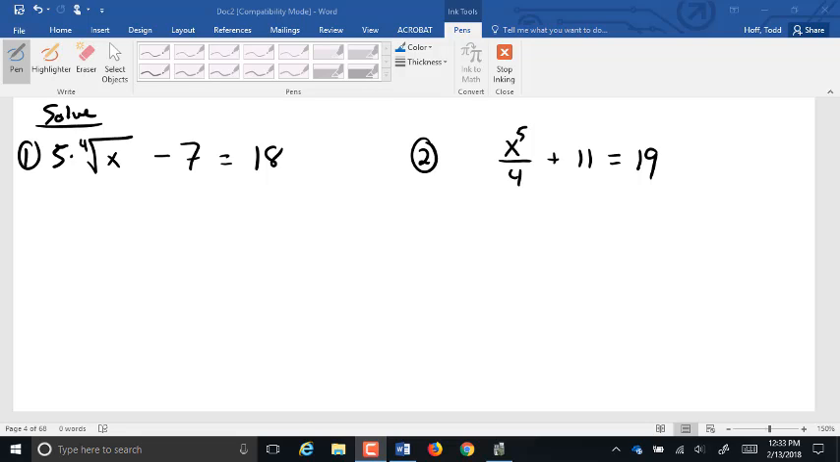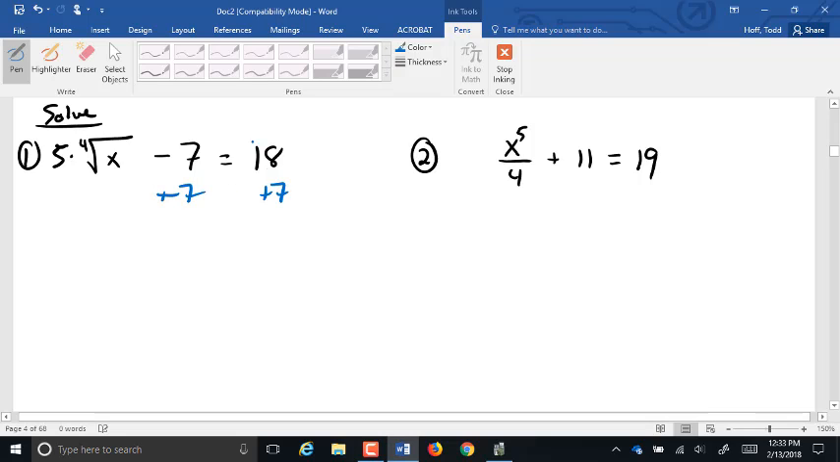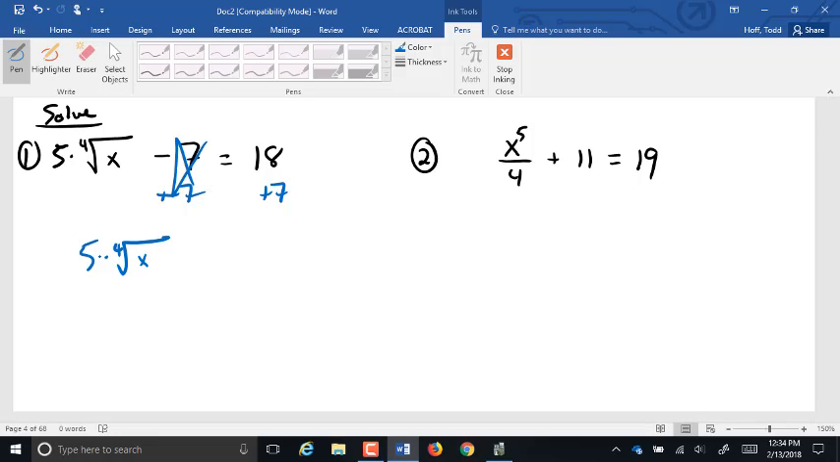So for our first one here, 5 times the fourth root of x minus 7 equals 18. Where do we start? We add 7. Very good. So the 7's gone. So we're left here with 5 times the fourth root of x. Now I really don't need the multiplication symbol there, but I put it there just so that it's very clear that that is not 5 to the fourth power, that the 4 is the index of the root.